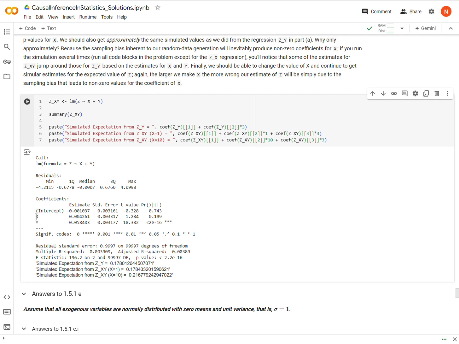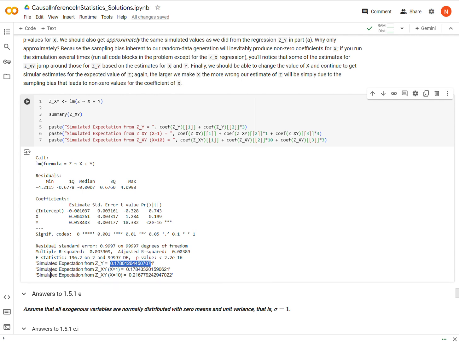Here's the coefficient for x and for y, and for the intercept. Notice that the coefficient for x is basically 0, which it should be. Again, it's not perfectly 0 because we're using simulated data here. But when we find the expected value of z given y, we get this fraction, which is about 3/16, which is what we found above.